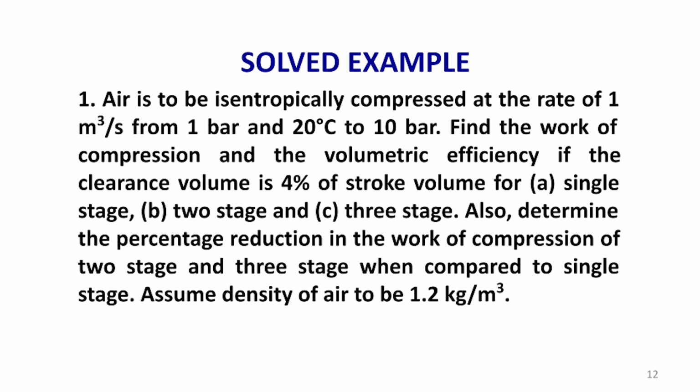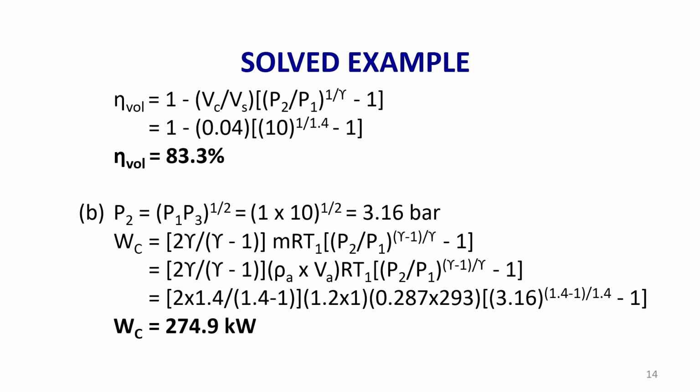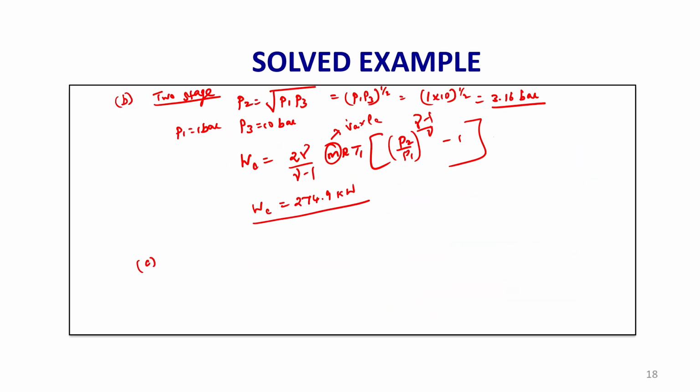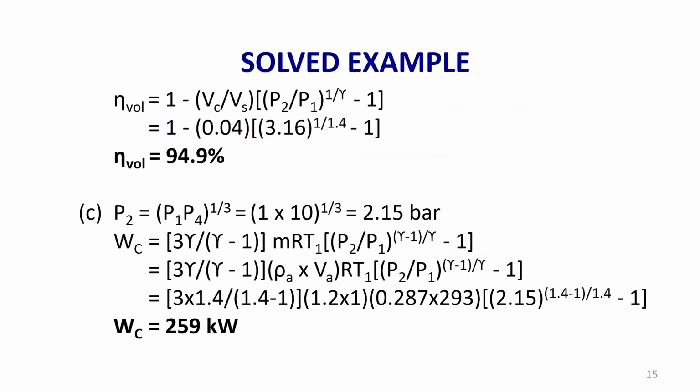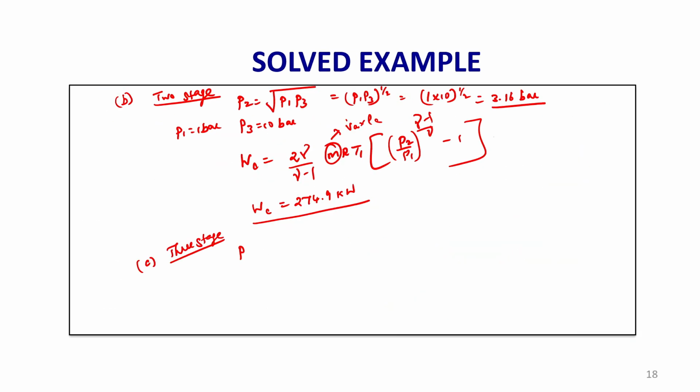If n is equal to 3, the intermediate pressure P2 will be for a 3 stage. It will be cubic root, it will not be square root, it will be cubic root. So, P2 equals P1 into P4. Let me write, P1 will become 1 bar, there is no change. Here P4 is 10 bar.